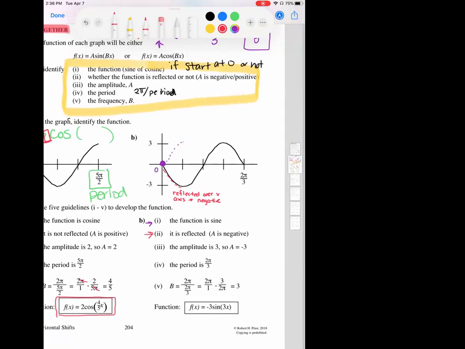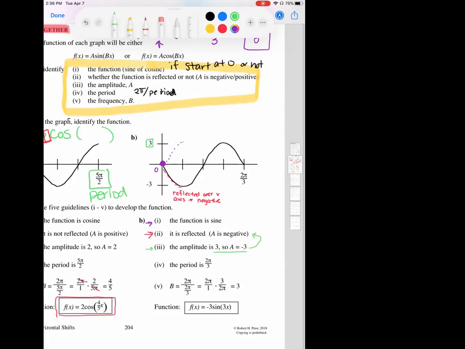It is reflected, meaning that a is negative. What number is that a? Well, let's take a look at our highest number. You see our highest number is a 3. So we have an amplitude of 3. But because it's negative, because it's reflected over, we write negative 3.